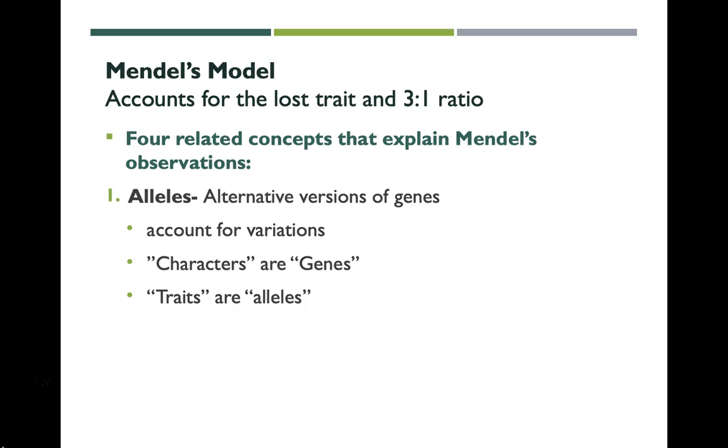Other types of alleles might be a brown-eyed gene and a blue-eyed gene, or it might be dark fur color and light fur color, or it might be pigment in the skin or lack of pigment in the skin. There are all sorts of different genes and different alleles. But having different alleles accounts for the variation that you see among individuals and all sorts of genes. So at this point, we're going to officially switch from Mendel's characters to our current term, which is genes. And we're going to switch from traits to our current term of alleles.